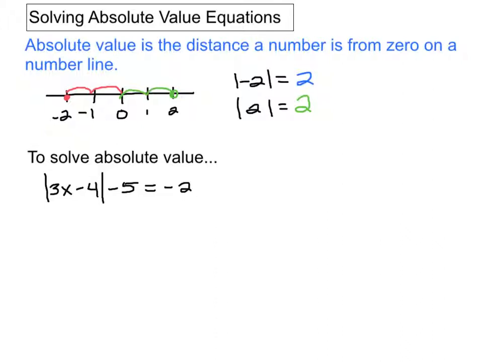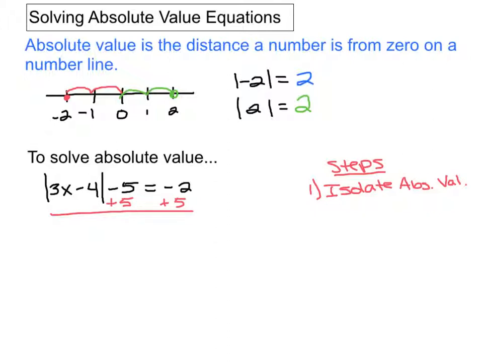When we solve absolute value equations, the first thing we need to do is to isolate the absolute value. When I say isolate, I mean get it by itself. So we need to get everything that's not the absolute value, or everything that's not inside the absolute value, to the other side. So we need to get rid of this negative 5. So I'm going to add 5 to both sides of the equation, that is. And then we're going to simplify.